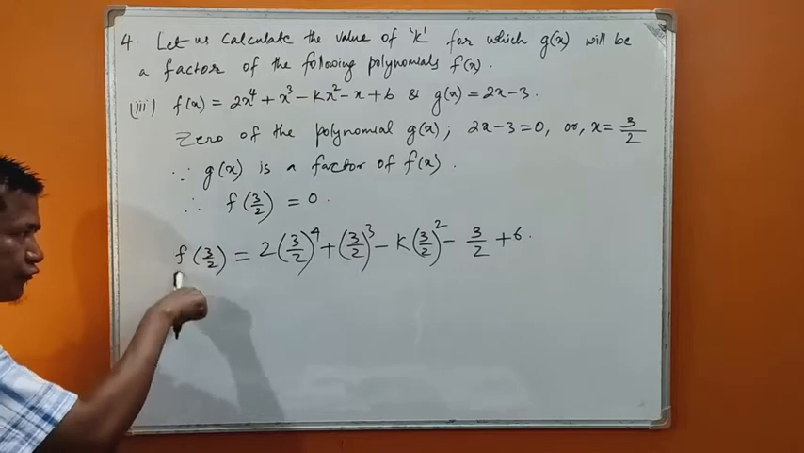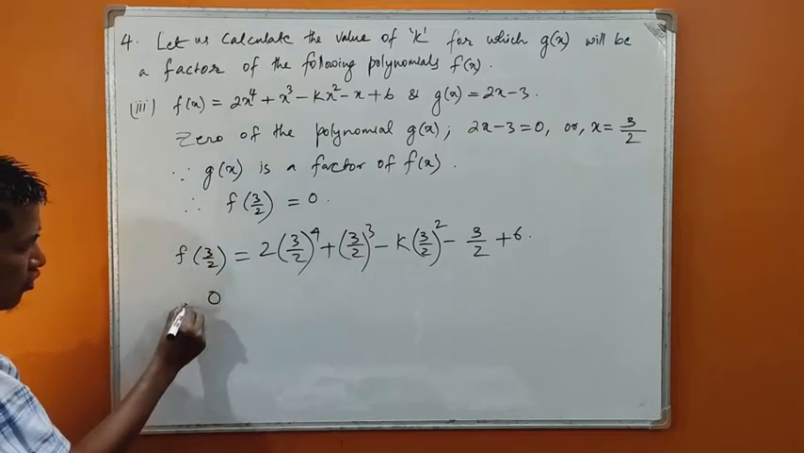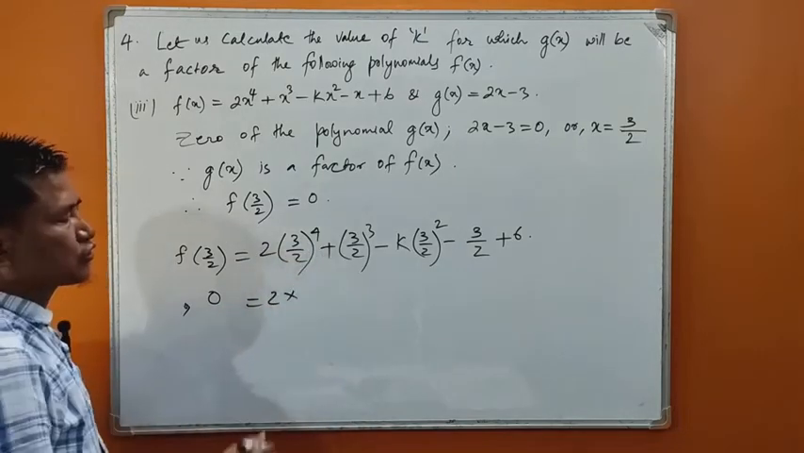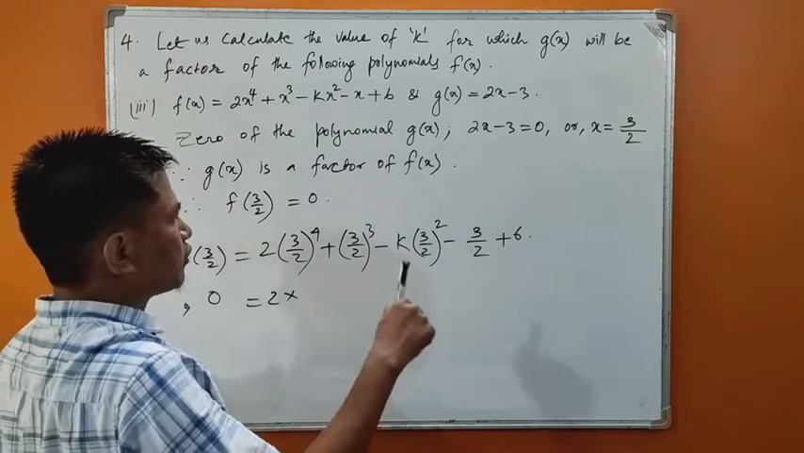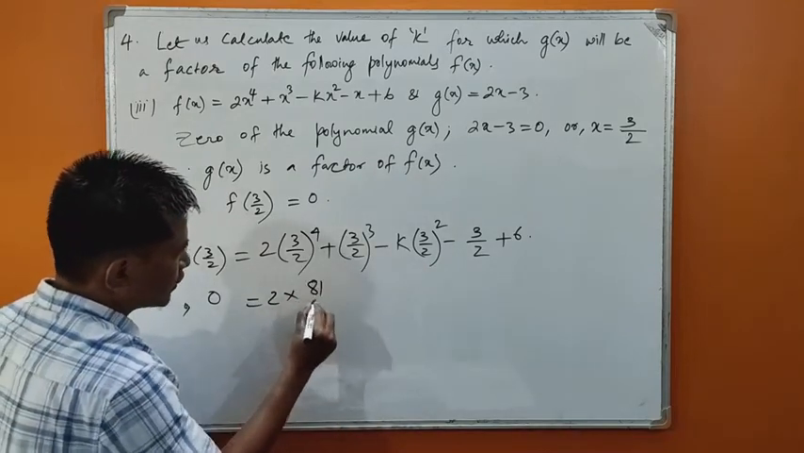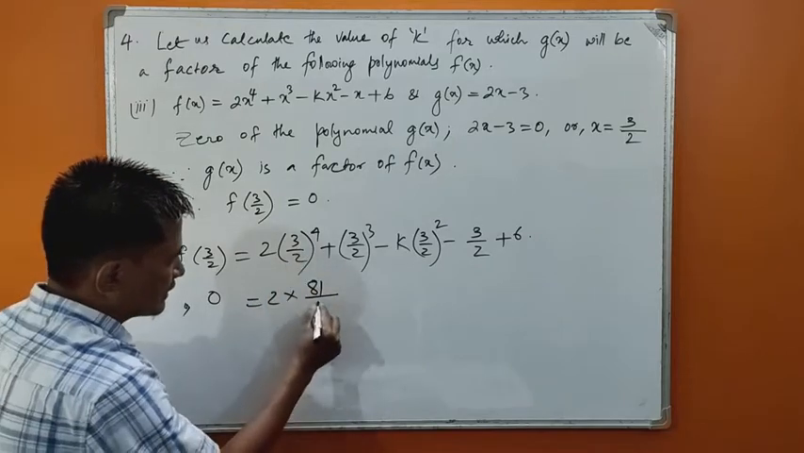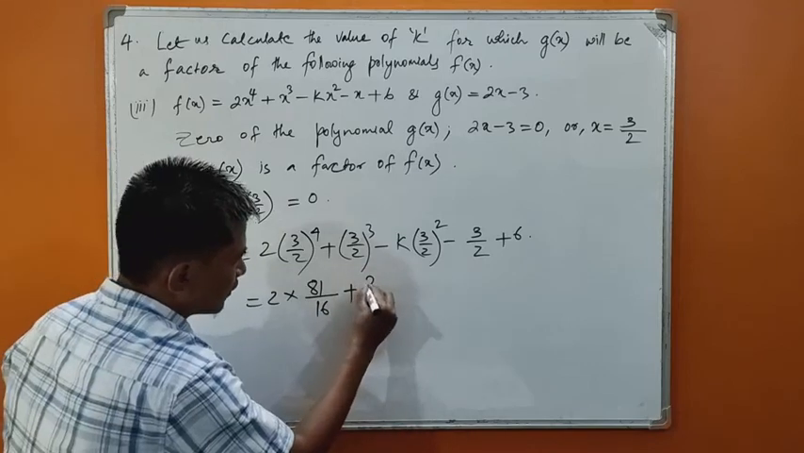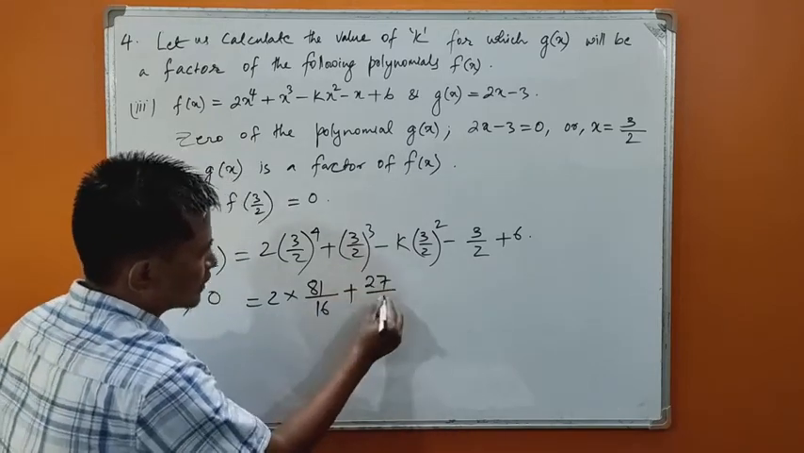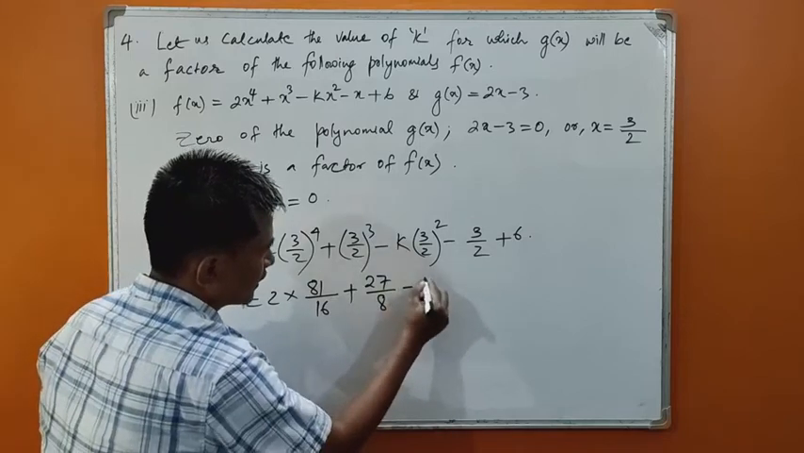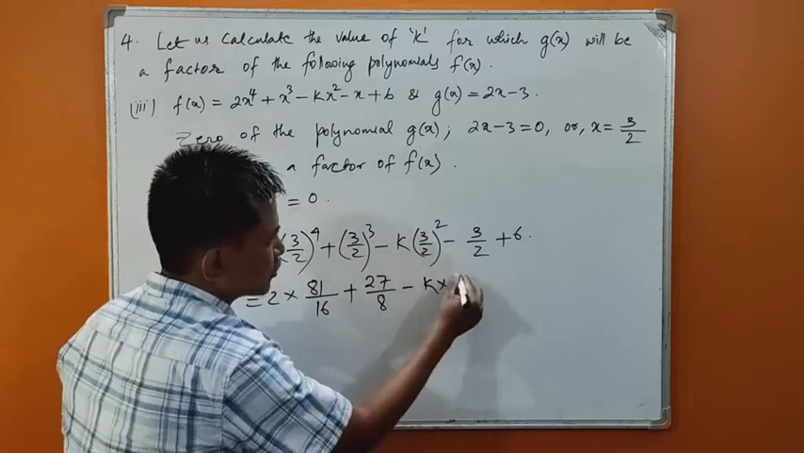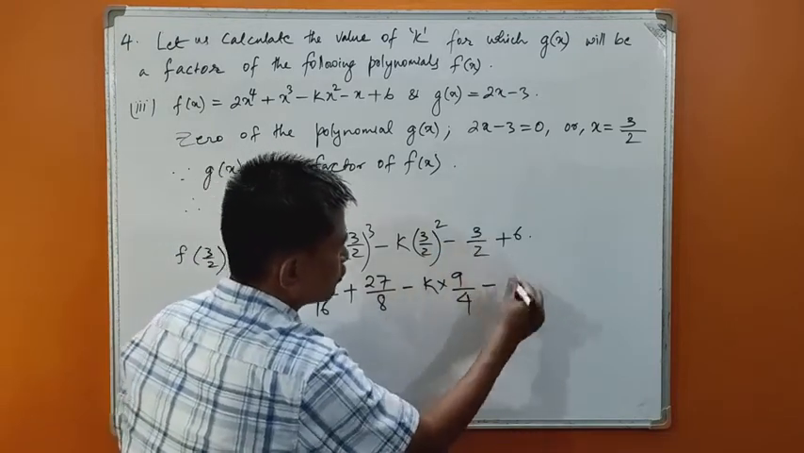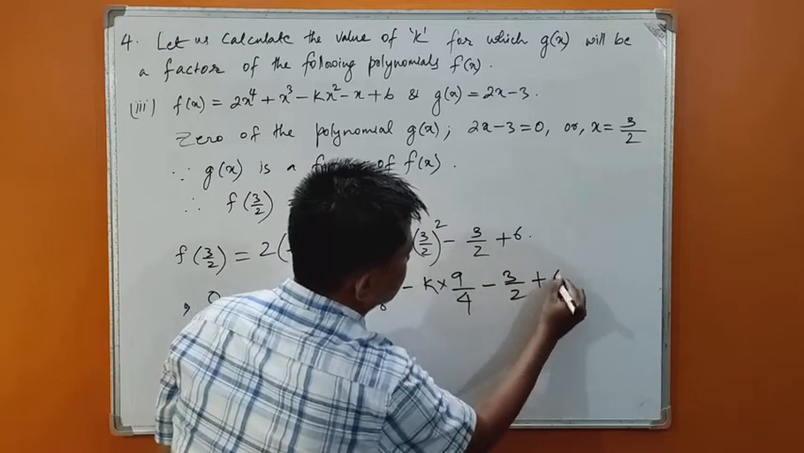This means this f of 3 upon 2 is 0, or equals 2 into 3 to the power 4, which means 3 into 3, 9, 9 threes are 27, 27 threes are 81. 81 upon 2 to the power 4, which means 16, isn't it? Plus 3 cubed means 3 threes are 9, 9 threes are 27. 2 cubed means 8, 2 twos are 4, 4 twos are 8, minus k into 3 squared means 3 threes are 9, 2 squared means 2 twos are 4, minus 3 upon 2, 3 upon 2 plus 6, isn't it?